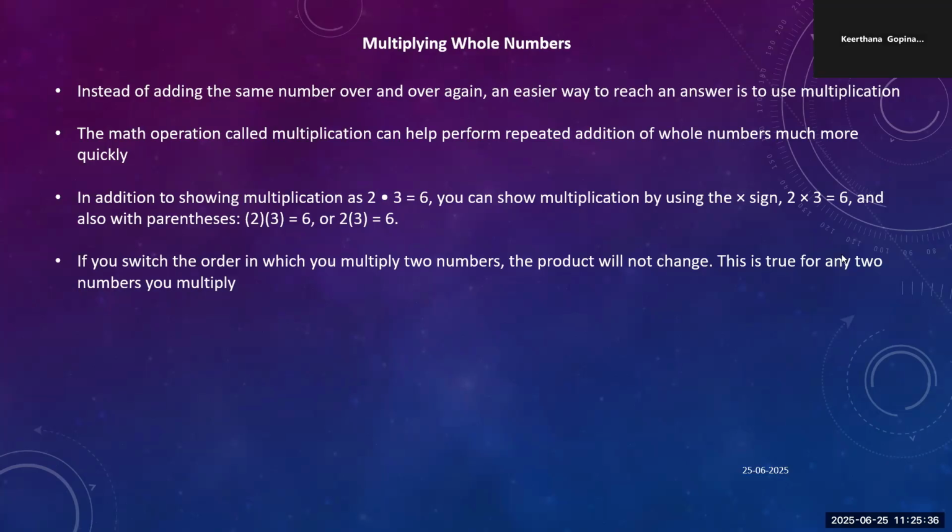The concept in multiplication is A into B is equal to B into A. If you switch the order in which you multiply the numbers, the product will not change. This is a very important concept in multiplication which you must remember. A into B is equal to B into A. There is no change here, but in subtraction it will change. I hope you see the difference here.